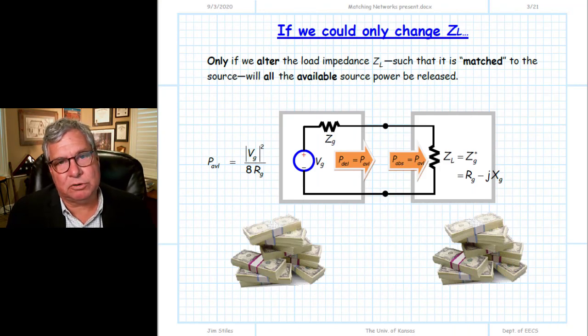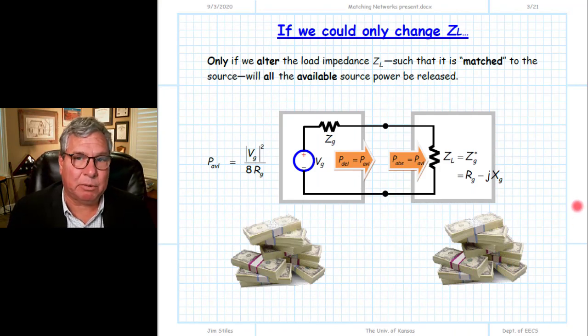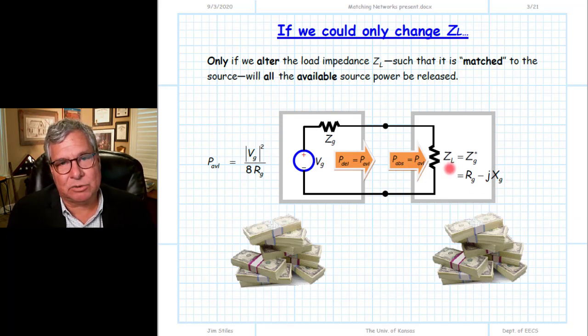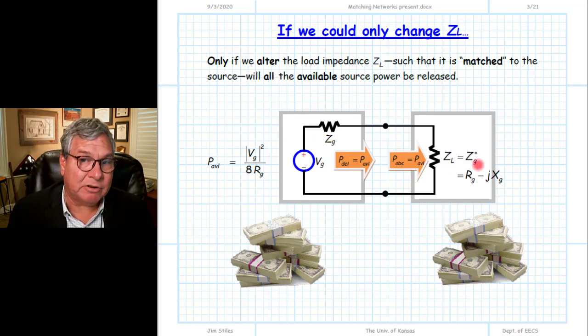So if we want the source to deliver energy at a rate equal to its available power, we need to alter our circuit such that the load impedance is the complex conjugate of the source impedance. If ZL is equal to the complex conjugate of ZG, then under that condition, and only under that condition, will the rate of energy flow out of the source be equal to its available power. The available power of the source then will be absorbed by the load for this conjugate match condition.